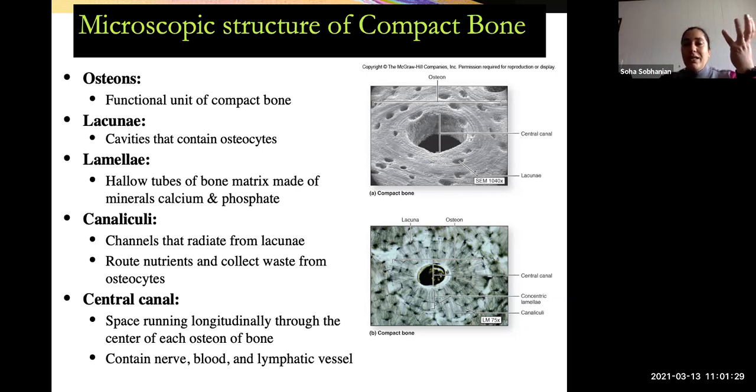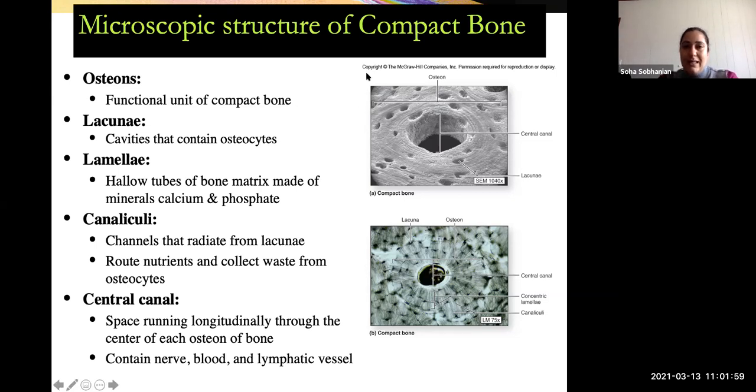Now the other question is, where do they get this oxygen and nutrients from? And for that, we look at this central opening right here. So in either picture, it's this literally hollow tubing at the center of your bone called the central canal. Some textbooks refer to it as a Haversian canal, which is basically the name of the person that discovered it. But we're just going to keep it simple and call it central canal.